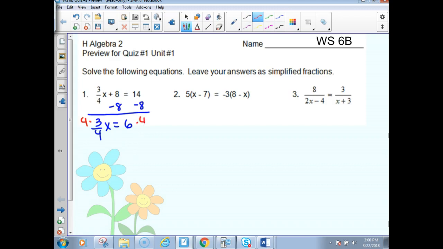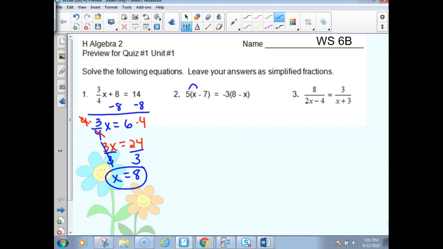I just think kids see this easier instead of multiplying by the reciprocal. Multiply by the 4 because it's a divider. You get 3 times x equals 24, and then finally divide by 3. If you do multiply by the reciprocal and you multiply by 4 and divide by 3 at the same time, that's totally fine. So x would be 8.